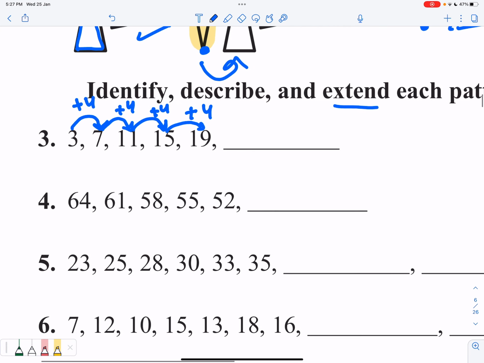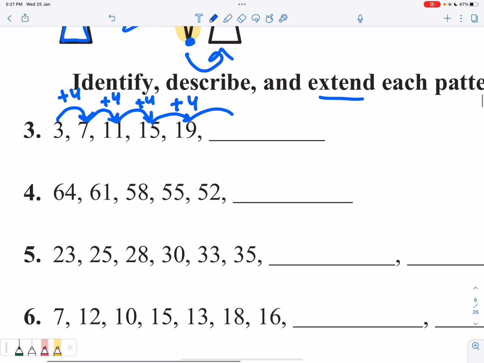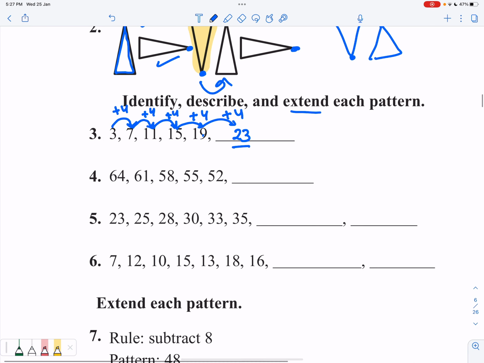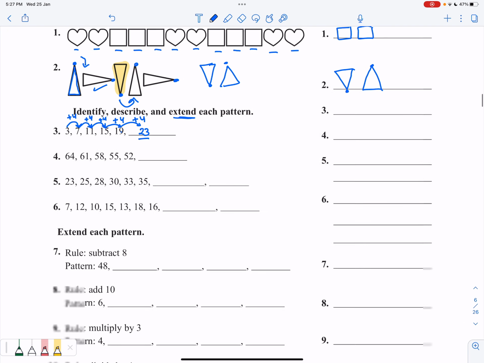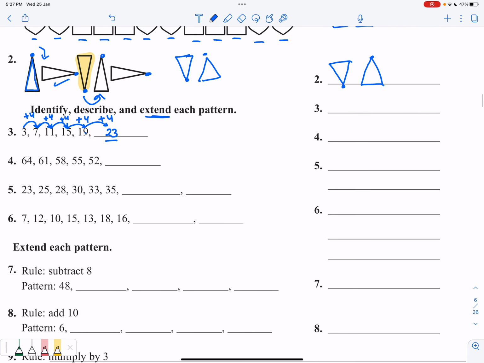So after the 19, we need also to add 4 to get the next term. So 19 plus 4 is equal to 23. So this is the next term. Here we extended the pattern, we wrote the next term. So for the answer, we can say what is the rule here. We can say add 4 and the next term is gonna be 23.